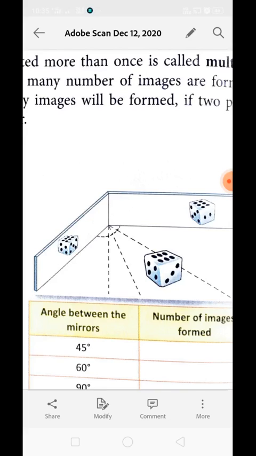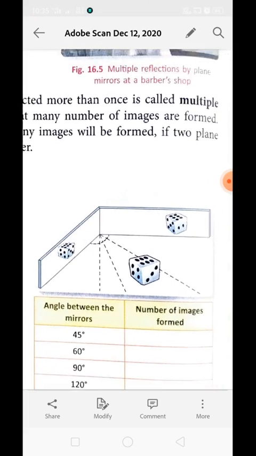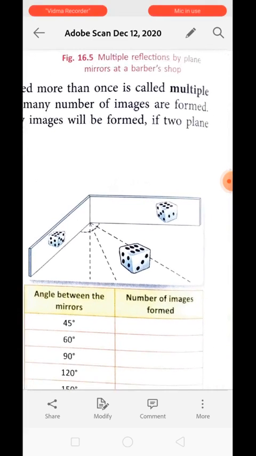sellotape, an A4 size sheet of white paper, and a dice. Now a dice, or you can take another object as well. Now take two strips of plane mirror of equal size and join them as shown in the figure, with the help of sellotape, in such a manner that the angle between the mirrors can be altered if required. We can change the angle according to our will.